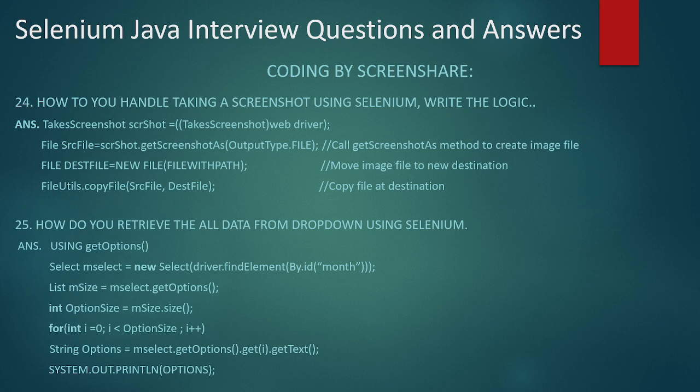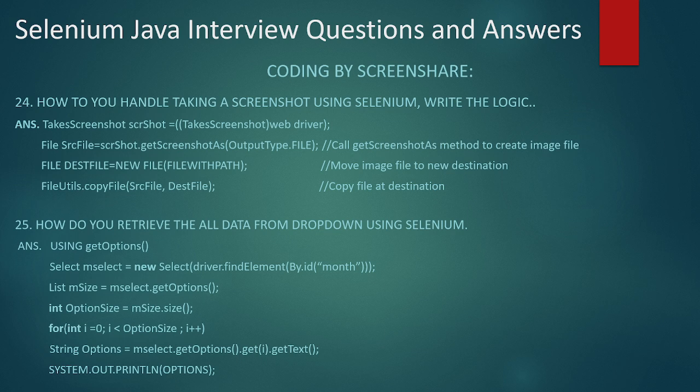Then you go for the loop concept, guys, because through that particular size only you have to go through it and print it. In that particular options, we are storing whatever getOptions gives, and for each index i we store get(i) then getText. Both of that text we are storing. Then finally you have to print those values using sysout.